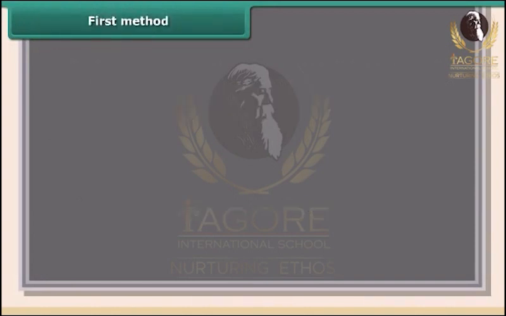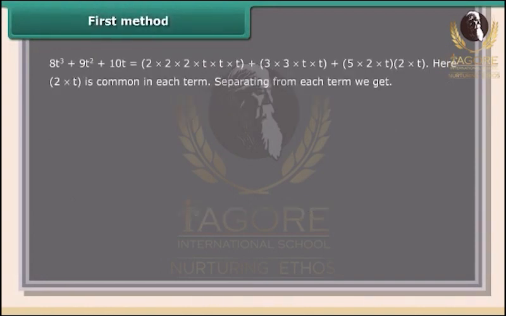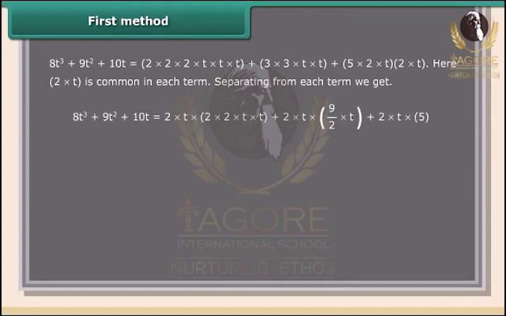First method. 8t cube plus 9t square plus 10t is equal to 2 into 2 into 2 into t into t into t plus 3 into 3 into t into t plus 5 into 2 into t. Here 2 into t is common in each term.